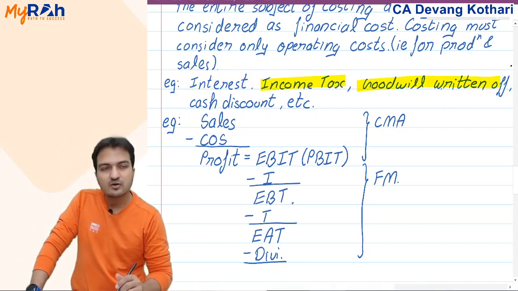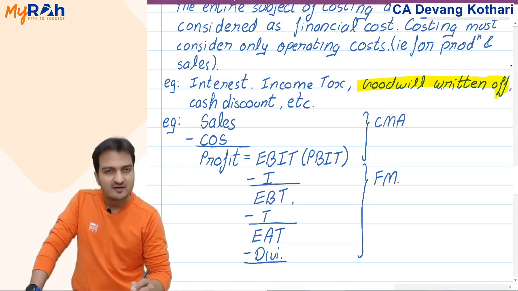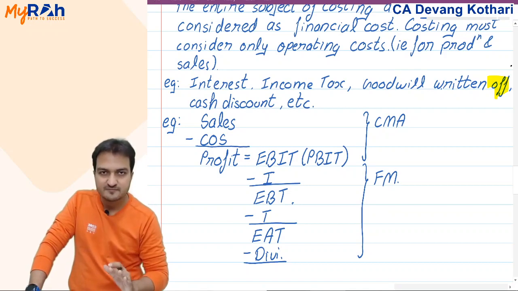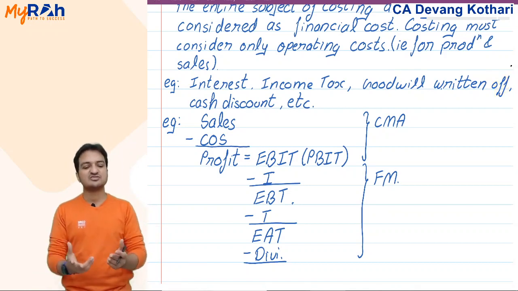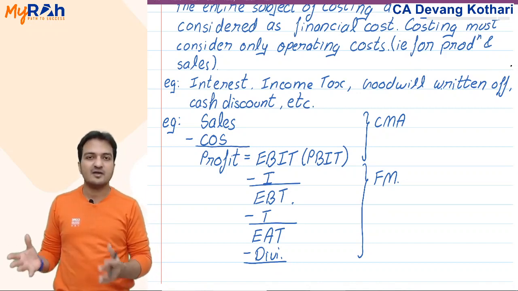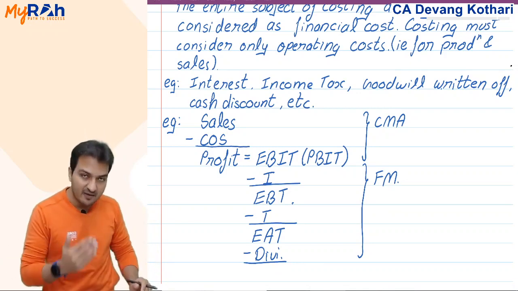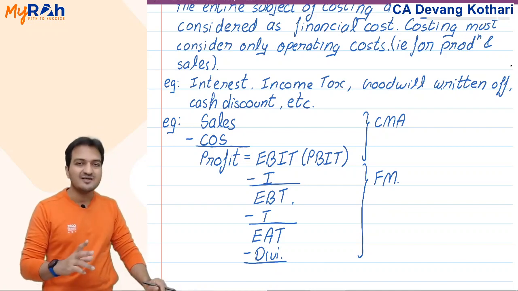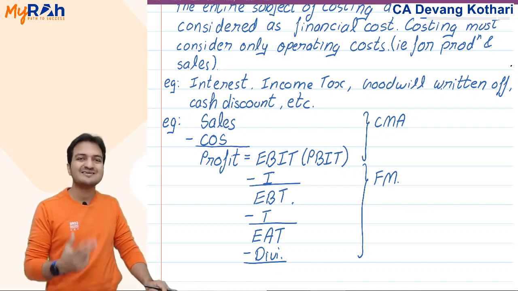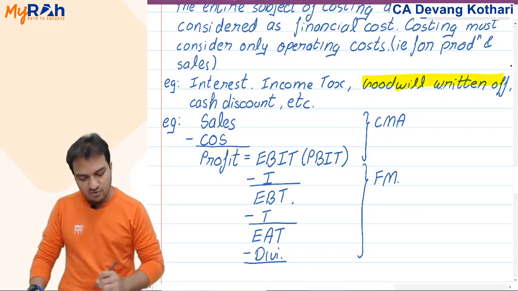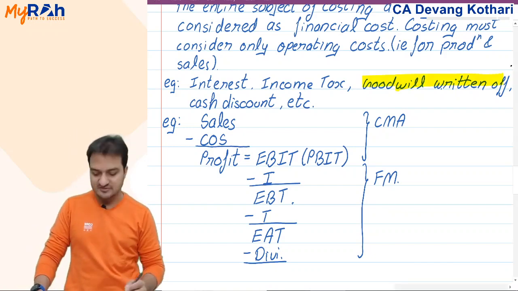Well, why not consider? Because look, technically goodwill written off is not even an expense. It is just an apportionment. It is just a book entry. It is actually not an expense that you pay. Goodwill is not an actual expense that you pay out of your pocket, that you incur from your money. It is just a book entry. Hence, goodwill written off will also not be considered in costing.